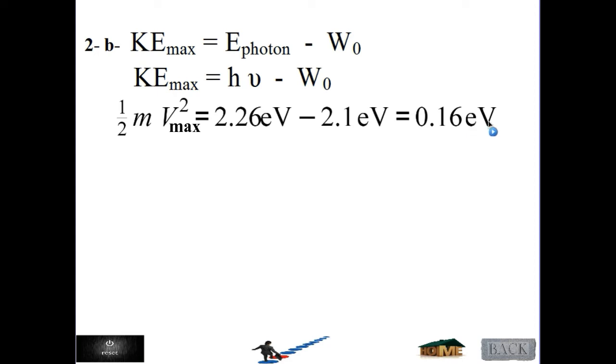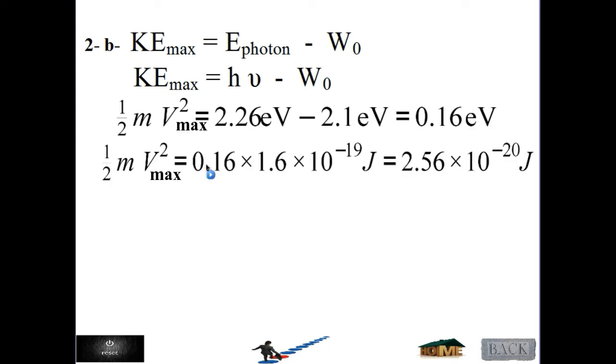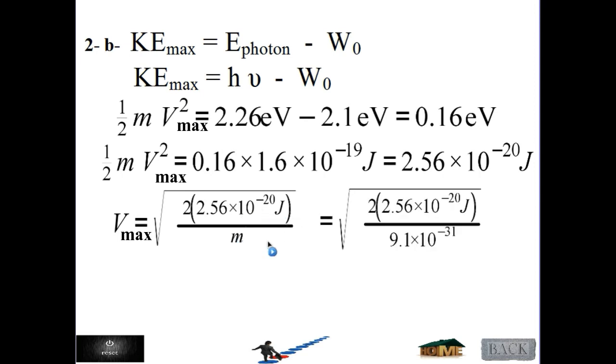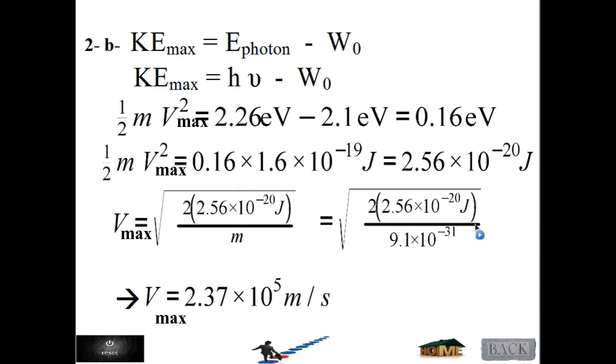Now we can convert electron volt into joules. 0.16 times 1.6 times 10 to the power minus 19 joules equals 2.56 times 10 to the power minus 20 joules. And the velocity will be equal square root of 2 times 2.56 times 10 to the power minus 20 joules over the mass of the electron, which is 9.1 times 10 to the power minus 31 kilogram. Then the answer will be 2.37 times 10 to the power 5 meter per second. This is the maximum speed of the electron.